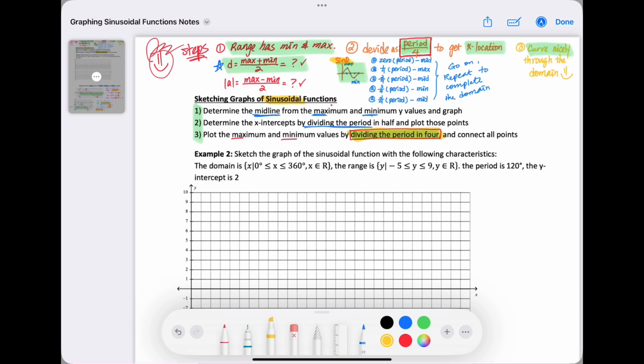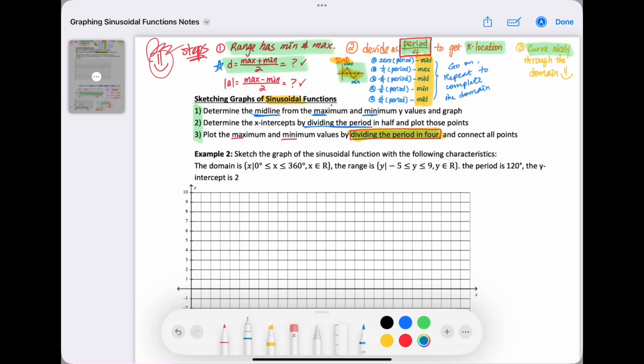If you ask why 4, when you take a look at my parent function of the sine function, you know that I can cut my function into 4 sections, and this is the reason we divide by 4. So for the location, the sine function at 0 starts at the midpoint, then goes up to the maximum, back to the midpoint, down to the minimum, and back to the midpoint. That will be the cycle. Because we're given a domain, we just keep repeating until we complete the entire domain. Then the last step is to curve it nicely and make it look good.